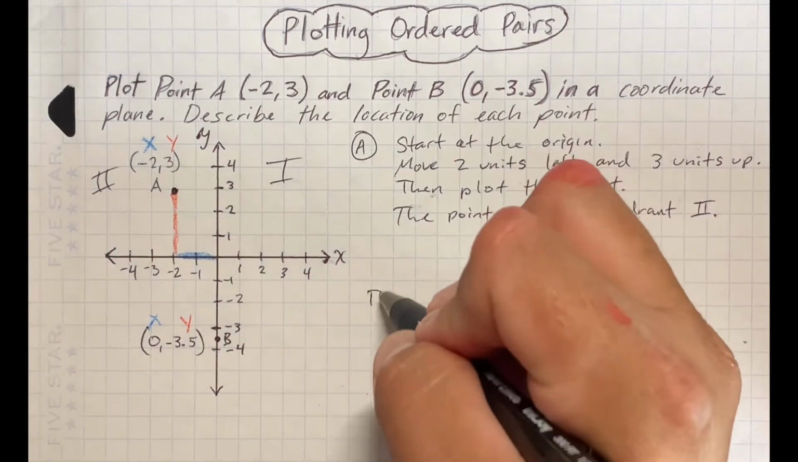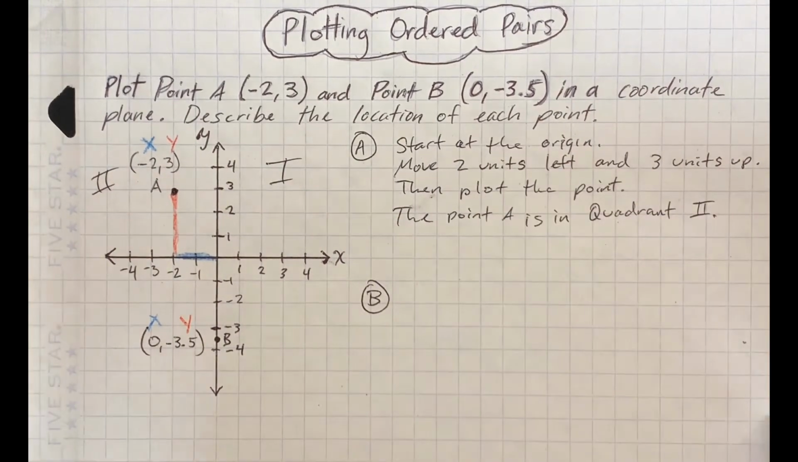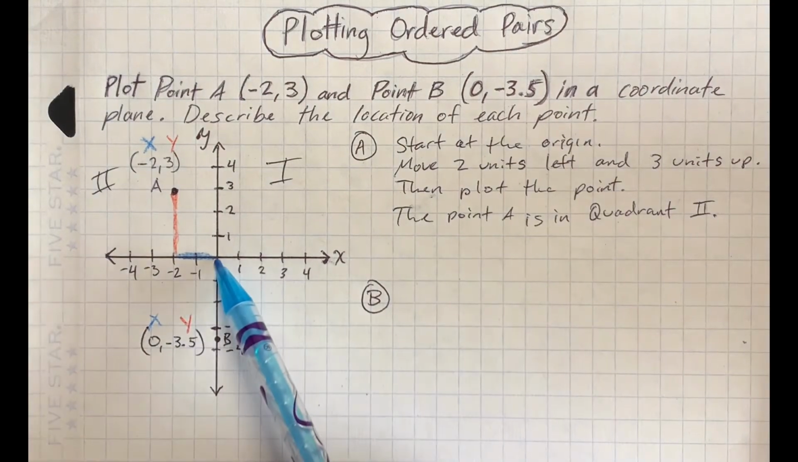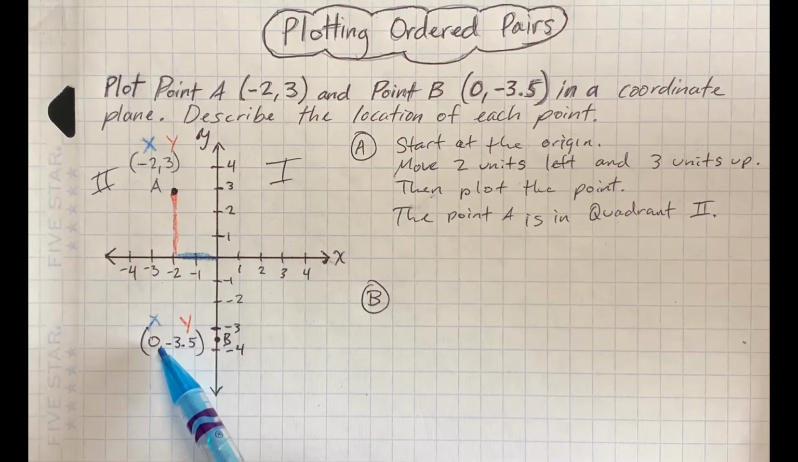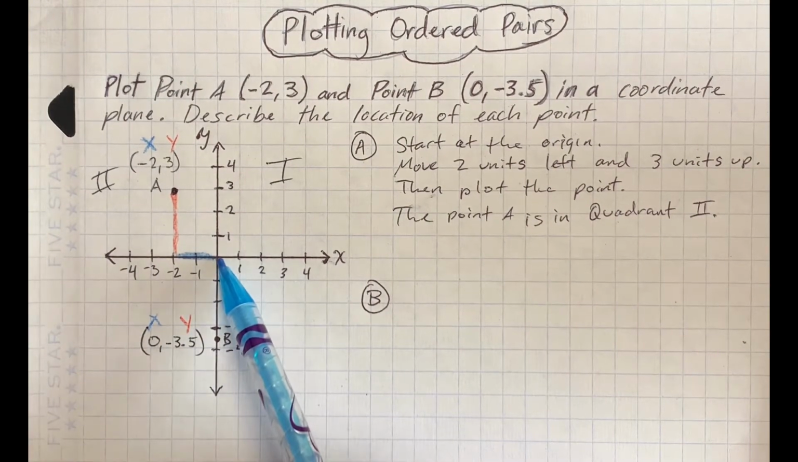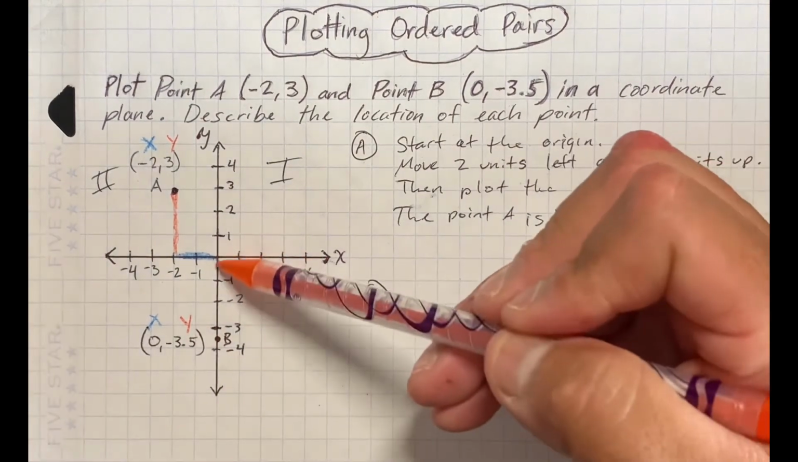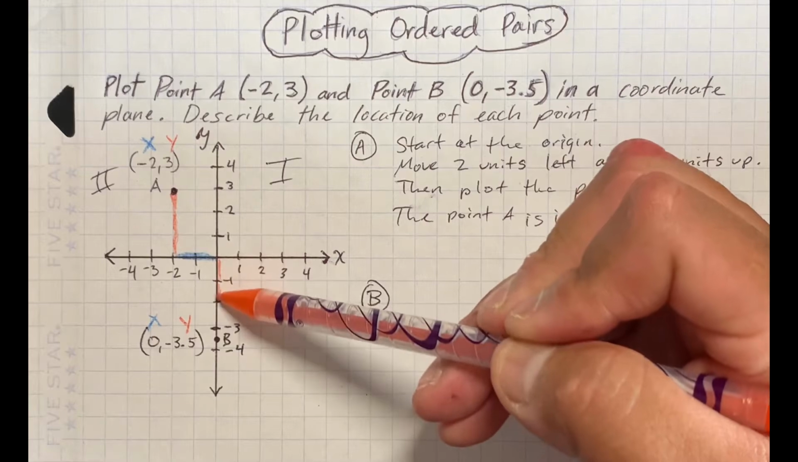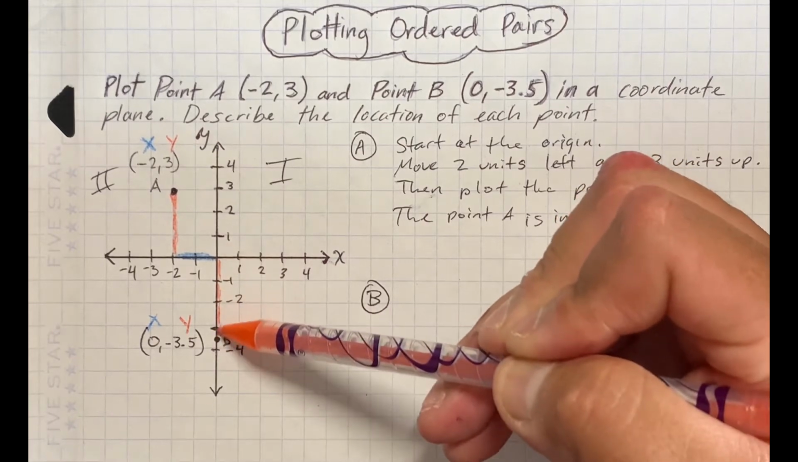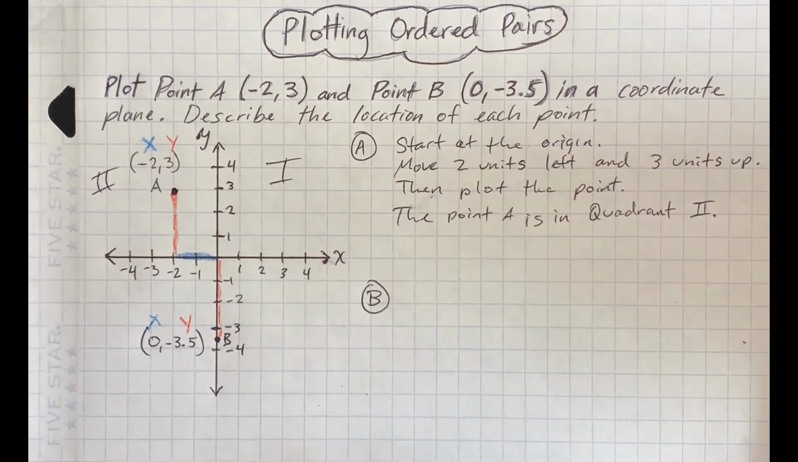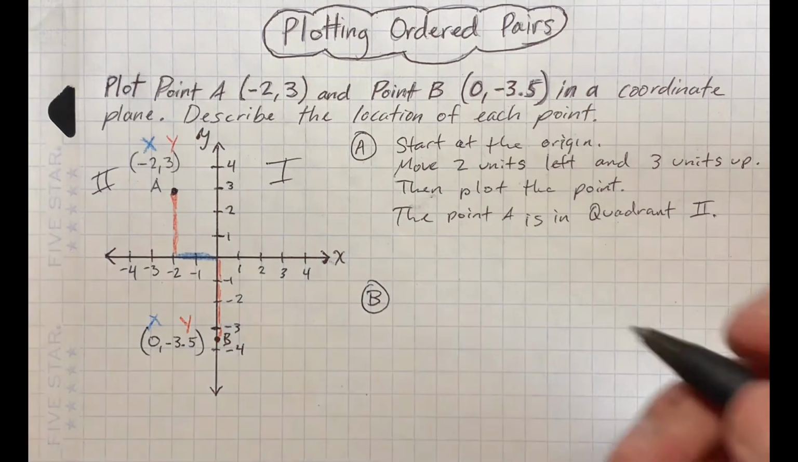Now for B here, point B. So we always start at the origin here. And it looks like we don't go anywhere. We just stay at the origin. But we go down -1, -2, -3.5 to plot point B. Now we have to describe this.